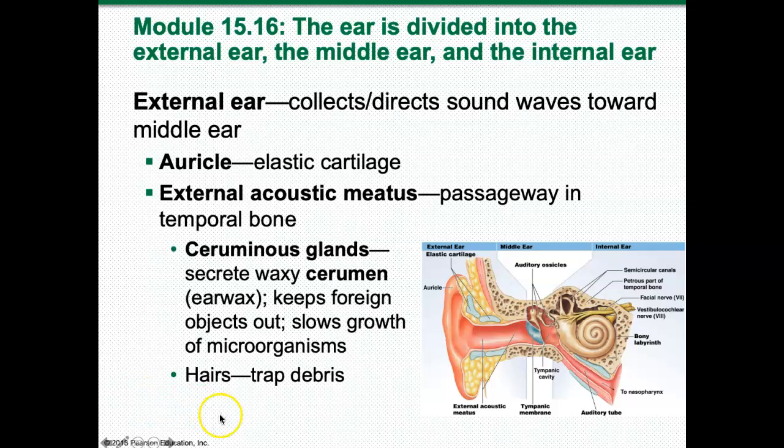The external ear collects and directs the sound waves toward the middle ear. This, what we call the ear, is the auricle, also sometimes called the pinna, and it is made of elastic cartilage. The opening here, the canal that goes to the eardrum, is called the external acoustic meatus, and it goes through the temporal bone. Inside here will be ceruminous glands. Ceruminous glands secrete waxy cerumen, which is earwax, and earwax keeps foreign objects out and slows bacterial growth. Hairs inside the ear will trap debris.